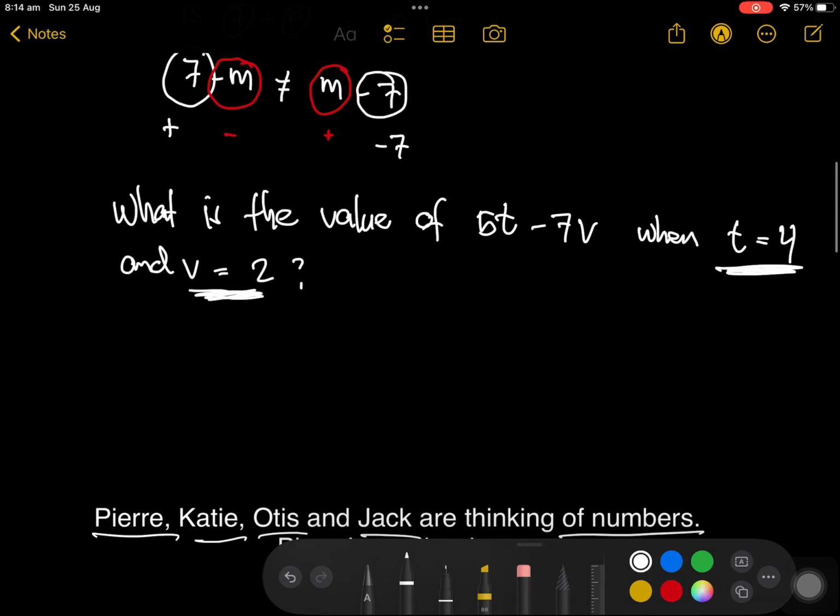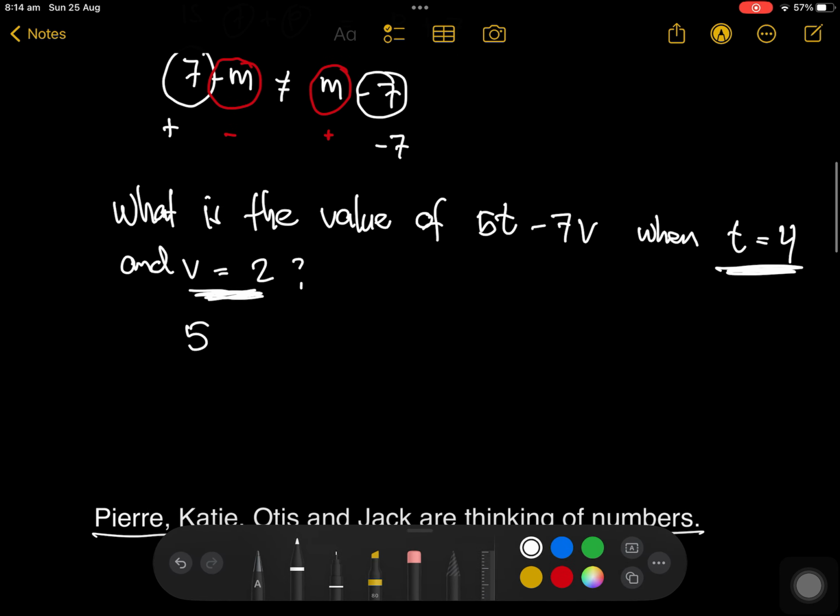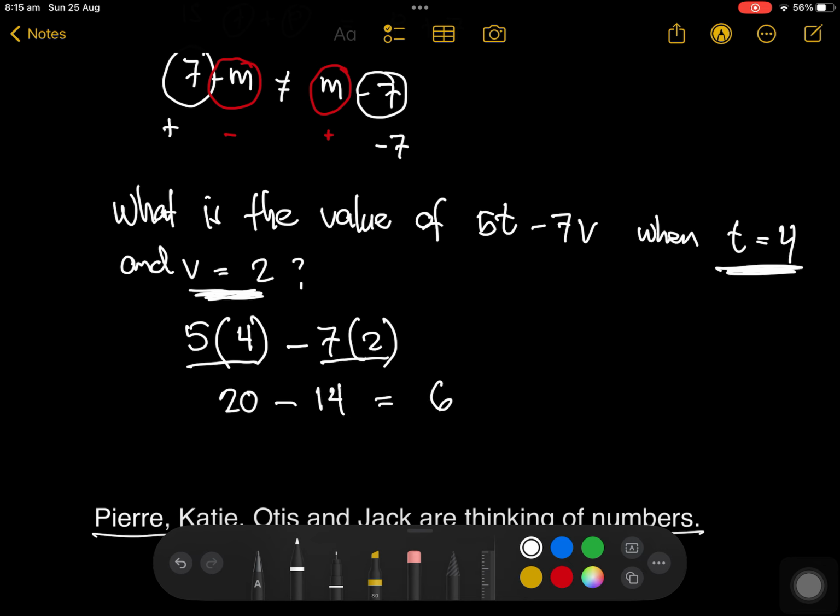So we can say that 5 multiplied by 4 minus 7 multiplied by 2. So to perform the operation, this is 5 times 4, that is 20, minus 7 times 2 is 14, and then 20 minus 14 is 6. Okay, so that's the answer.